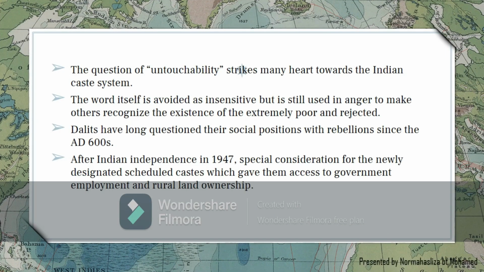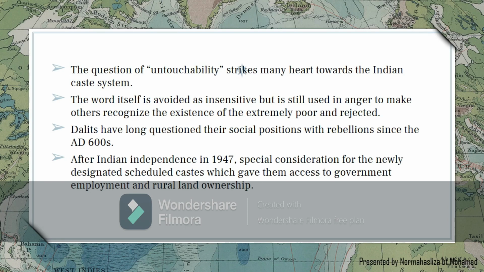The question of untouchability strikes many hearts towards the Indian caste system. The word itself is avoided as insensitive, but it is still used in anger to make others recognize the existence of the extremely poor and rejected. They have similar physical features to Hindu Indians and may include many who were rejected or were not absorbed by Hindu groups.